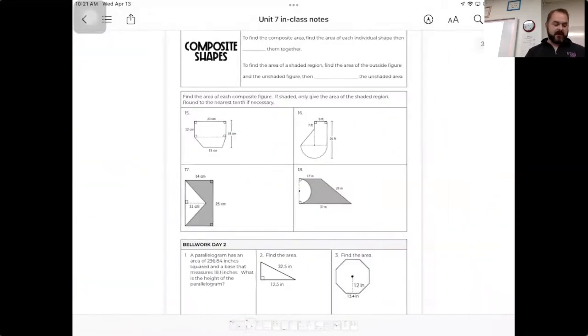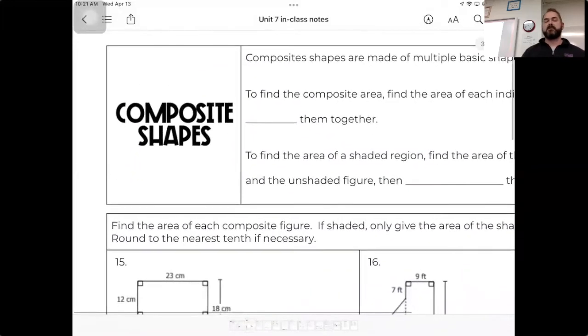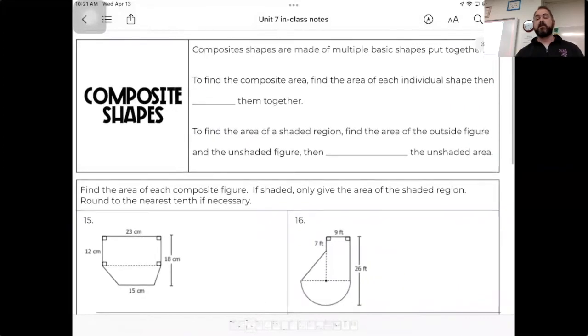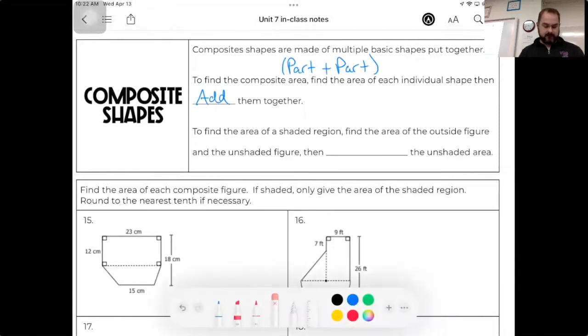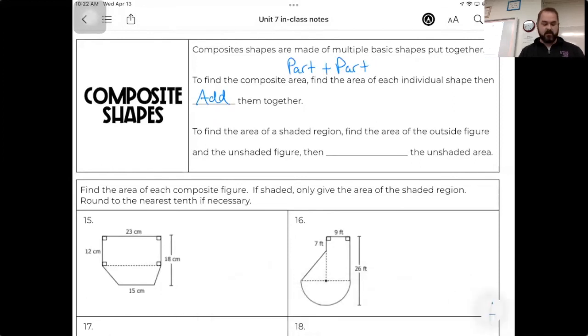So as we move on to our final topic, we're talking about composite shapes. The word composite here just means shapes that are made up of basic shapes that we put together. The word composite just means put together. So if I'm just putting pieces together, the composite area is found by taking the areas of individual shapes and adding them together. This comes from the idea that part plus part equals whole. We've been doing that kind of all year.